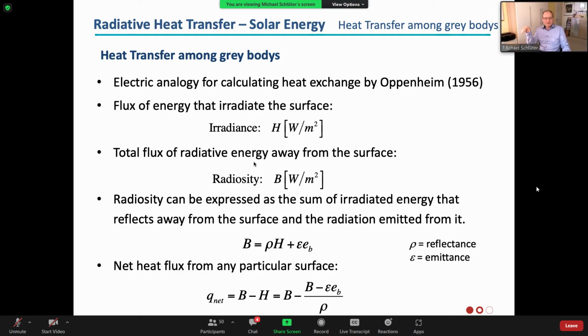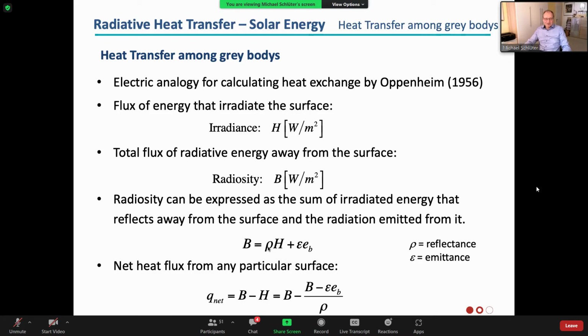And then we have a total flux of radiative energy that goes away from the surface, and this is the so-called radiosity. The radiosity is the energy that left the surface, with the same unit, of course, watt per square meter, and this is B. So we have irradiance, what enters the surface, and radiosity, the power that left the surface. So now we can express the radiosity as the sum of the irradiated energy that reflects away from the surface and the radiation that is emitted from it. So this is how we can calculate the radiosity.